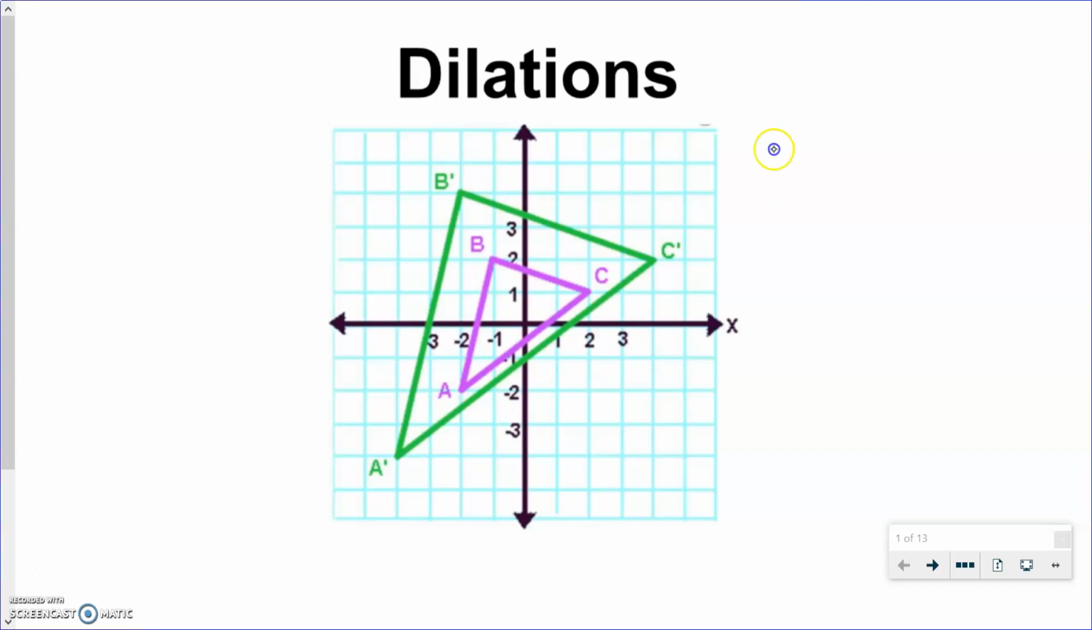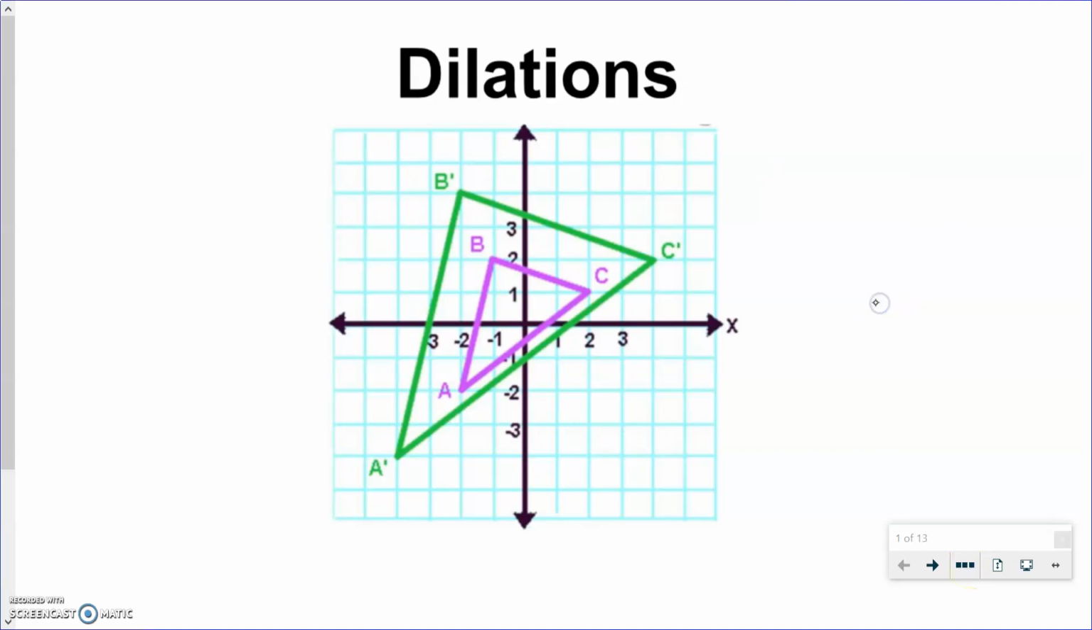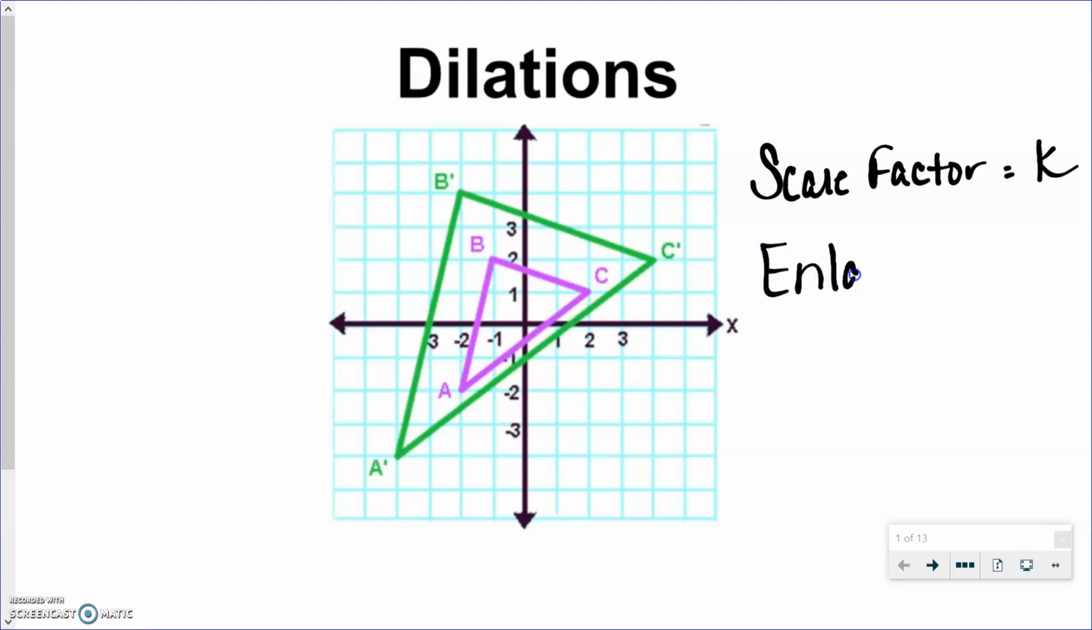So scale factor is going to be represented by the letter K. So our scale factor is K. Okay, when we have an enlargement, so that means an image is getting bigger. When you have an enlargement, your scale factor is greater than 1. Okay?